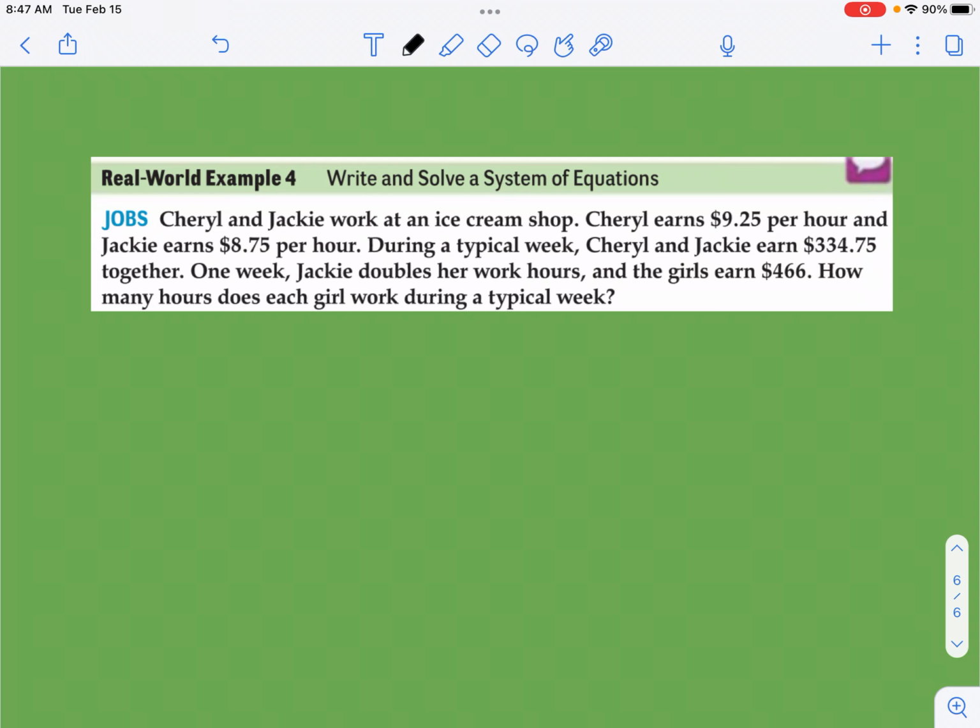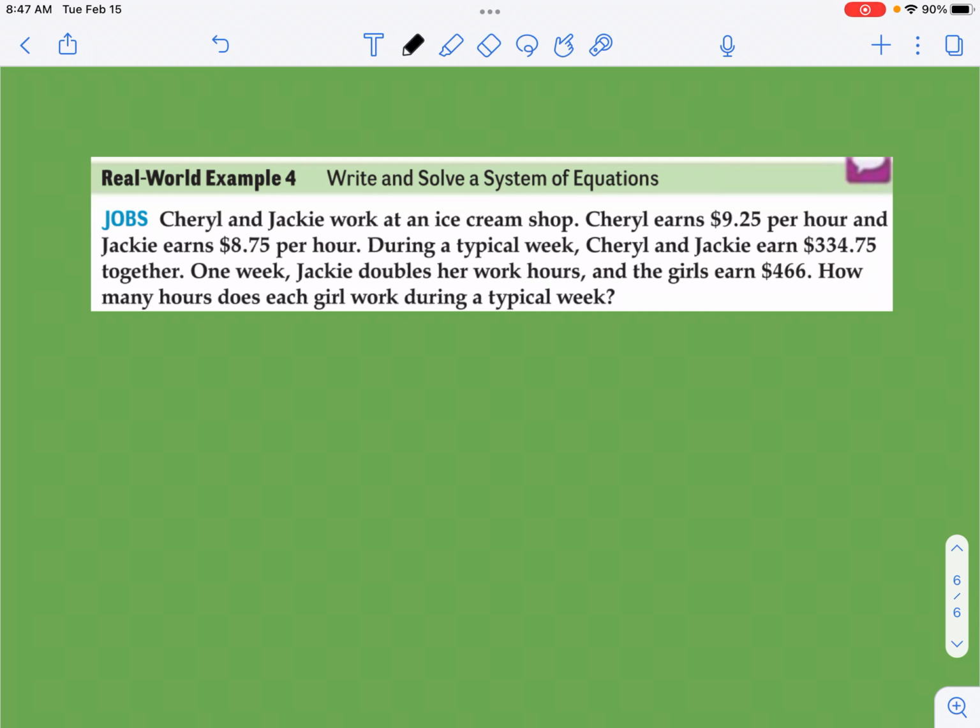During a typical week, Cheryl and Jackie earn $334.75 together. That means their combined wages. One week, Jackie doubles her work hours and the girls earn $466. How many hours does each girl work during a typical week?